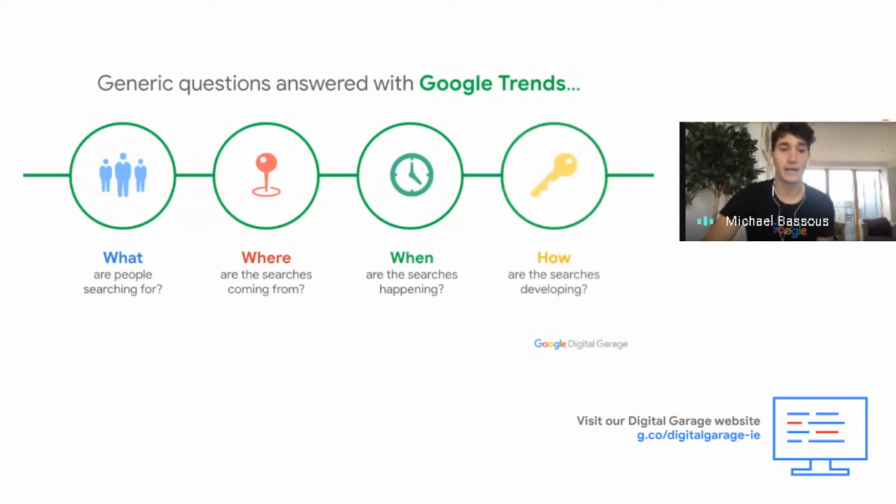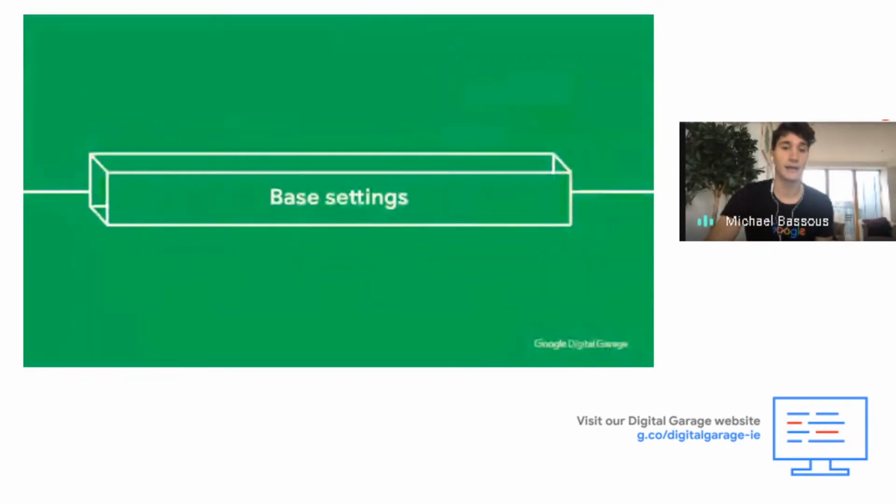And finally, the how. How are the searches developing? So Google Trends can tell of the dynamics of the searches of a specific word, phrase, or even an entire category. Like, how has it developed over time compared to other categories? I'll leave my example of this one for a moment when I talk you through my last week. So that being said, we looked at what are some generic questions answered with Google Trends: the what, the where, the when, and the how.